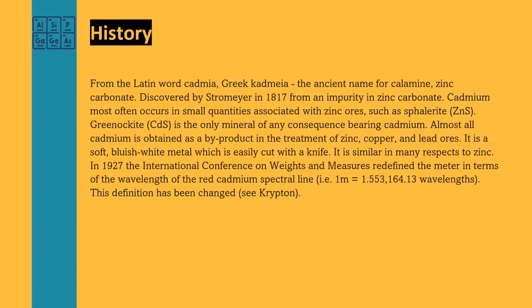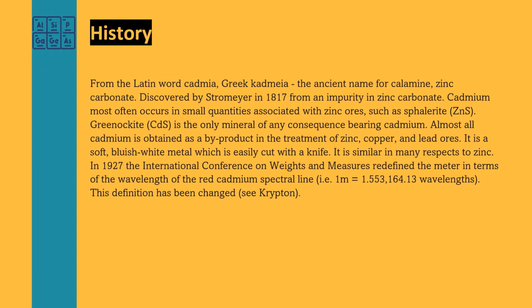Cadmium most often occurs in small quantities associated with zinc ores, such as zinc sulfide. Greenockite, CdS, is the only mineral of any consequence bearing cadmium. Almost all cadmium is obtained as a byproduct in the treatment of zinc, copper, and lead ores. It is a soft, polished white metal which is easily cut with a knife. It is similar in many respects to zinc.